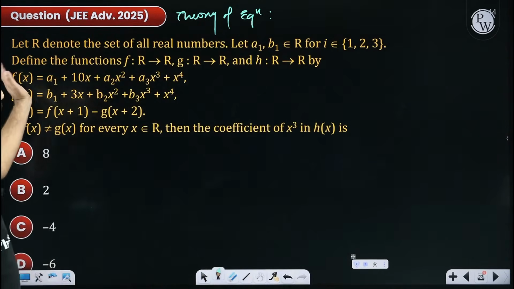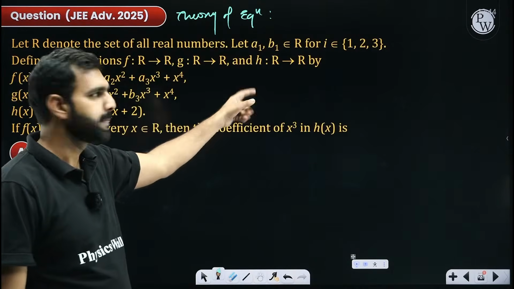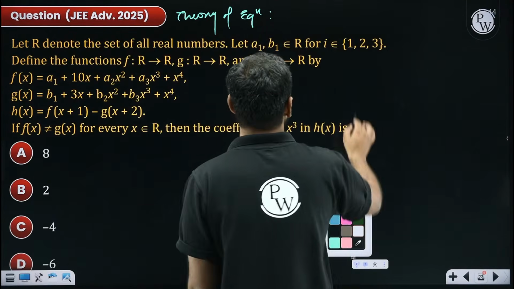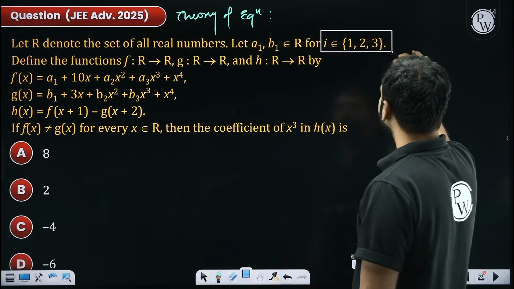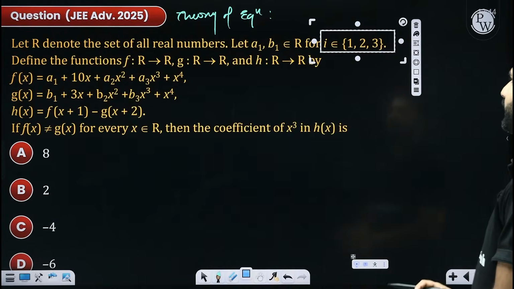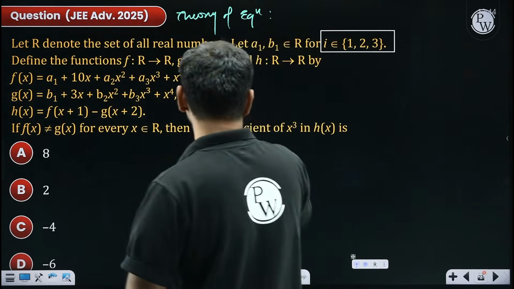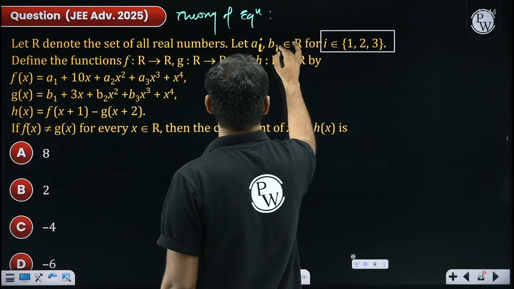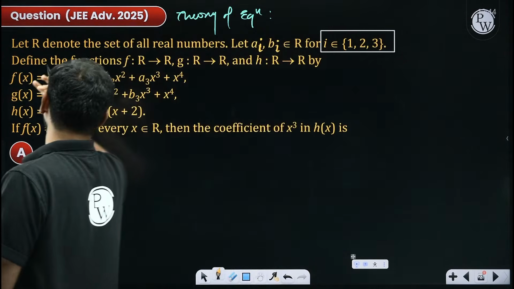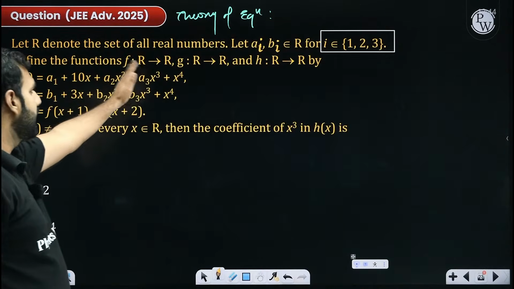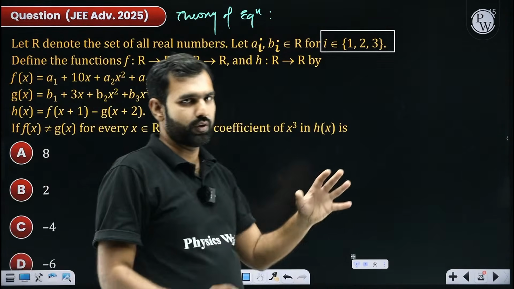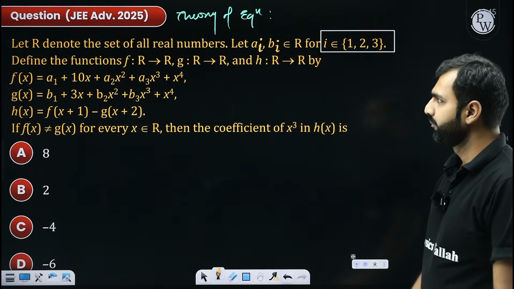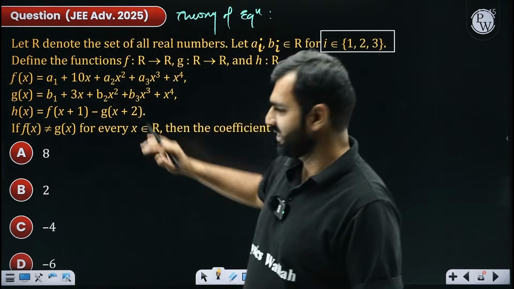So let R denote the set of all real numbers. a_i, b_i are real for i being 1, 2, 3. So a1, b1, a2, b2, a3, b3 all are real. f is from R to R, g is from R to R, h is from R to R. So they are all real functions, defined from real to real. Now f(x), g(x) and h(x) are what we are given.